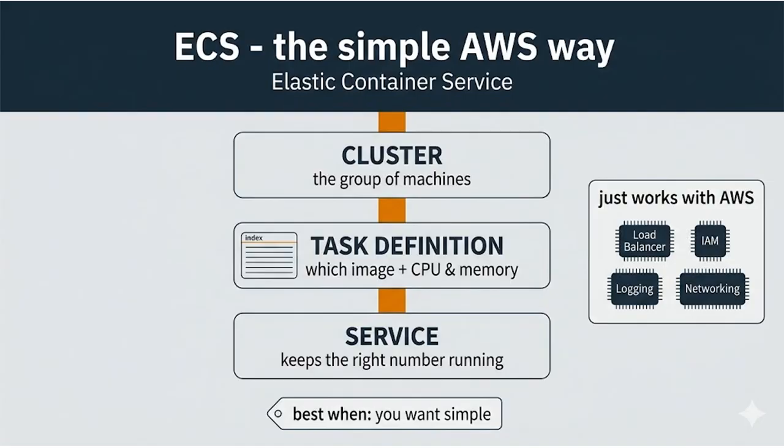The first orchestrator is ECS, the Elastic Container Service, and it's Amazon's own. Its biggest selling point is simplicity, really just 3 words to learn. 1, a cluster, the group of machines your containers run on. 2, a task definition. Think of it as a recipe card that says which image to run and how much CPU and memory it needs. 3, a service, which keeps the right number of copies of that task running and quietly scales and restarts them for you. That's the whole mental model.